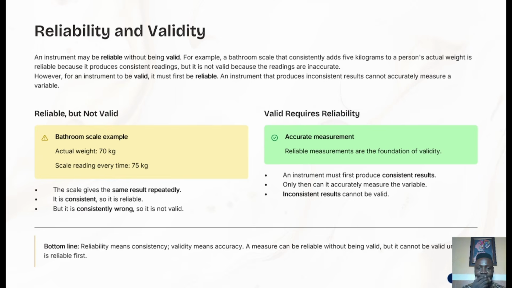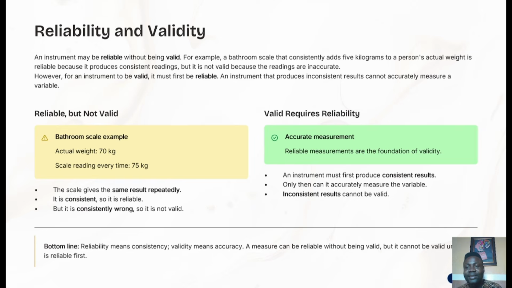To explain that very well, I would love to come here. An instrument may be reliable without being valid. Look at it. For example, if we have a bathroom scale, that scale usually adds 5 kilogram to the person's actual weight when it's measuring. It will add 5 kilogram in error. So if you are 60, you will get 65 kilogram as your result.